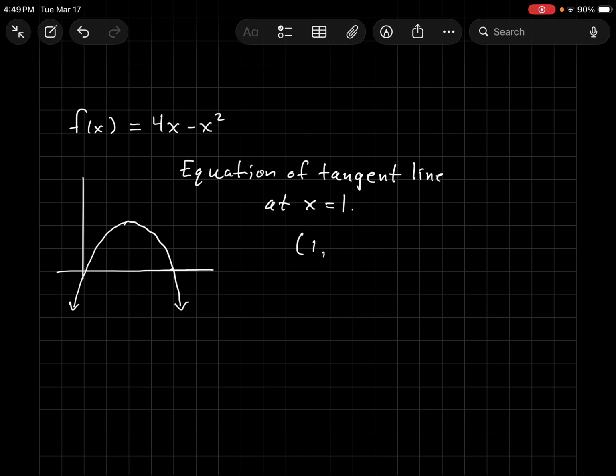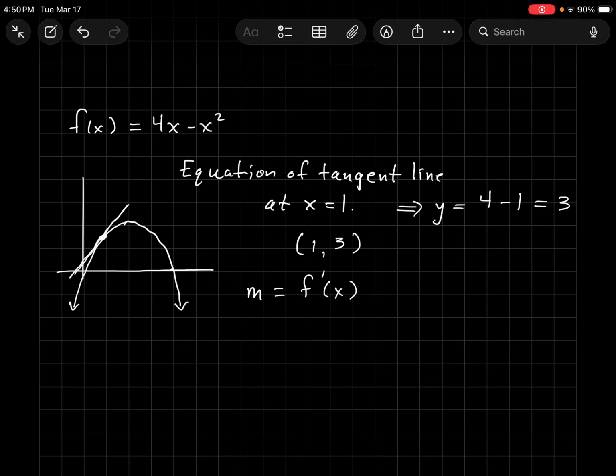I now need the y value to go along with it. So when x equals 1, y is 4 times 1 minus 1 squared, which is 3. So we now have the point 1, 3. So right about there. My picture's not drawn to scale, but it gives us an idea of what's going on. And we have a tangent line at that point. I want to write the equation of it. The only thing I'm missing is the slope. But we know that the slope is the derivative.